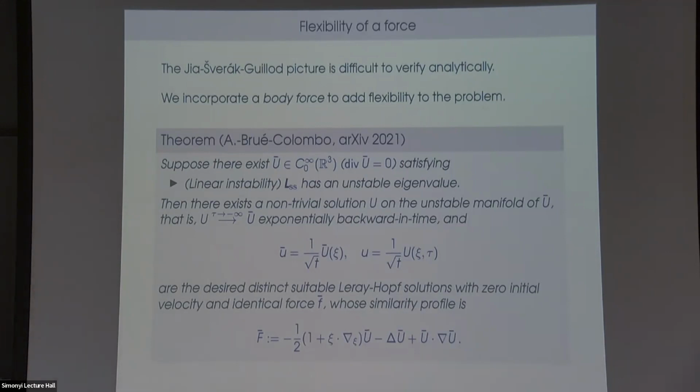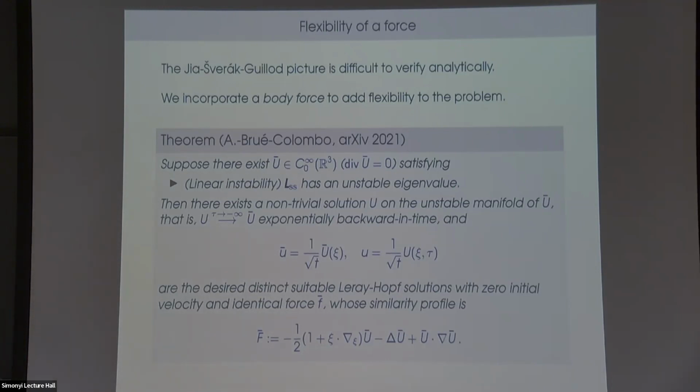The difficulty with the picture we saw in the previous slides, which has no body force, is that it's the more ideal scenario of how you want to analyze non-uniqueness of these Leray-Hopf solutions. That picture is difficult to verify analytically by hand. The objects are kind of non-explicit. You could maybe say something about their asymptotics at infinity, but you don't really have them in hand to analyze.